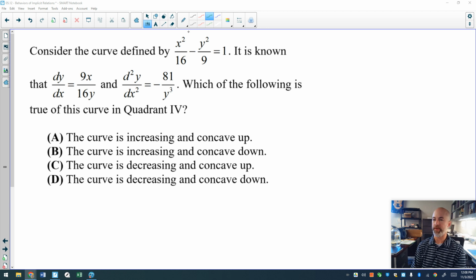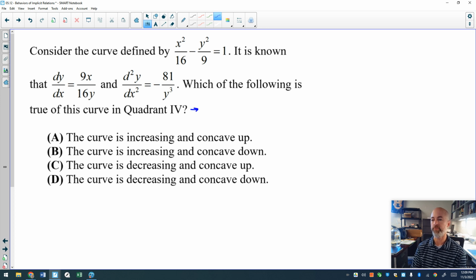So I think we were talking about the hyperbola and I was sarcastically saying that you recognized this as a hyperbola, which is irrelevant. So we have this relationship with x and y. I have given you the first and the second derivatives, and I ask which of the following is true of this curve in quadrant 4. And all of the options are combinations of increasing and decreasing and concave up and concave down. And so we have to remember that those are dependent on the signs of the first and second derivative.